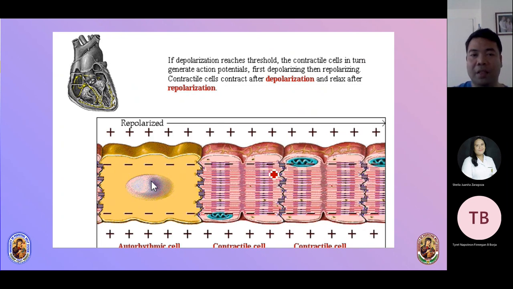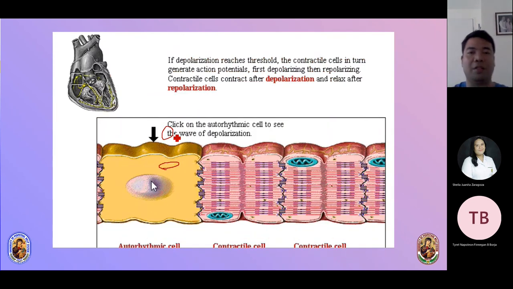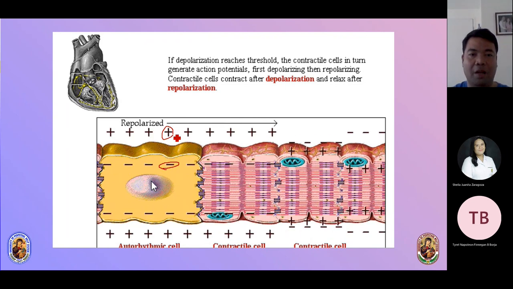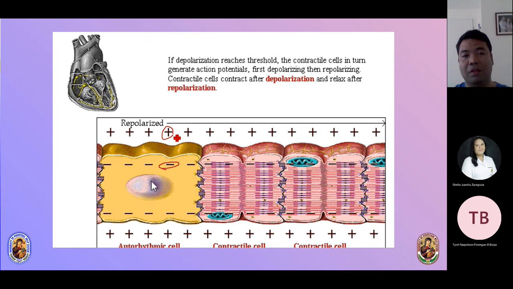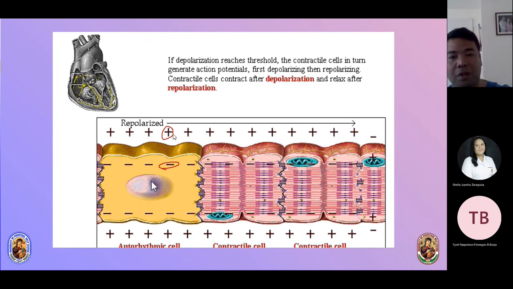And see the changing charge from the inside and the outside of the cell. Initially, the charge inside the cell is negative, while the charge outside the cell is positive. But once it is stimulated, once it undergoes an action potential, there is depolarization, depolarized, then repolarization, repolarized. I hope you're already familiar with that process because you're already finished with basic physiology, cellular physiology. That's part of cellular physiology, right?